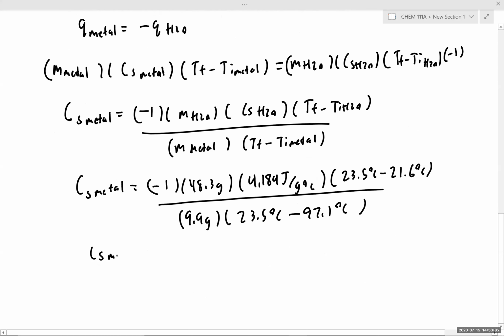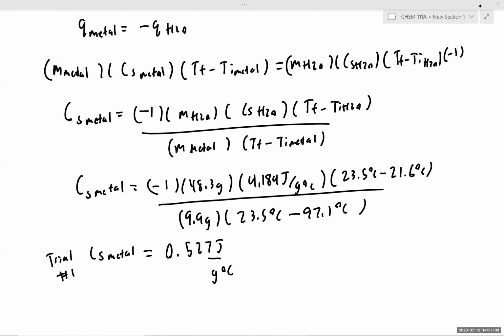Plugging this into our calculator, the specific heat for our metal for trial number 1 was calculated to be, we end up with a specific heat of our metal of 0.527 joule per gram degrees Celsius. Did you receive the same result from your calculator when you inputted it in?